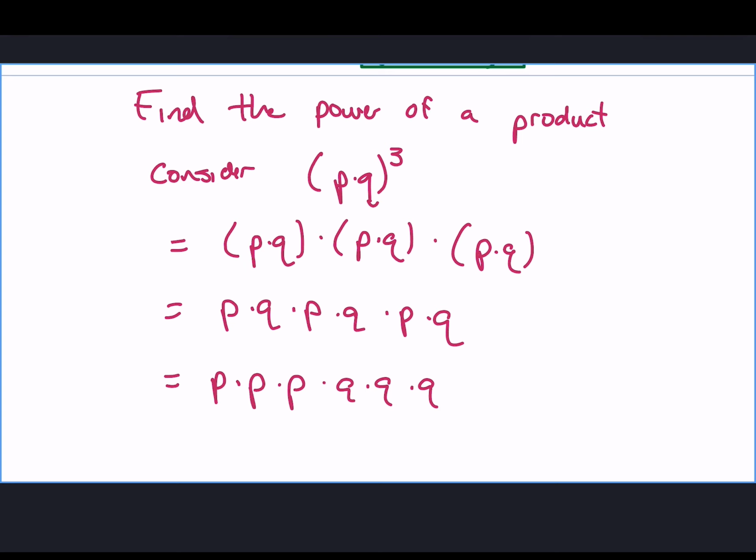So now we have how many factors of P? We have 3 factors of P. So how could we write that as an exponent? P to the third power times Q to the third. And this gives us the basis for the rule that we're about to do, which is the power of a product rule.